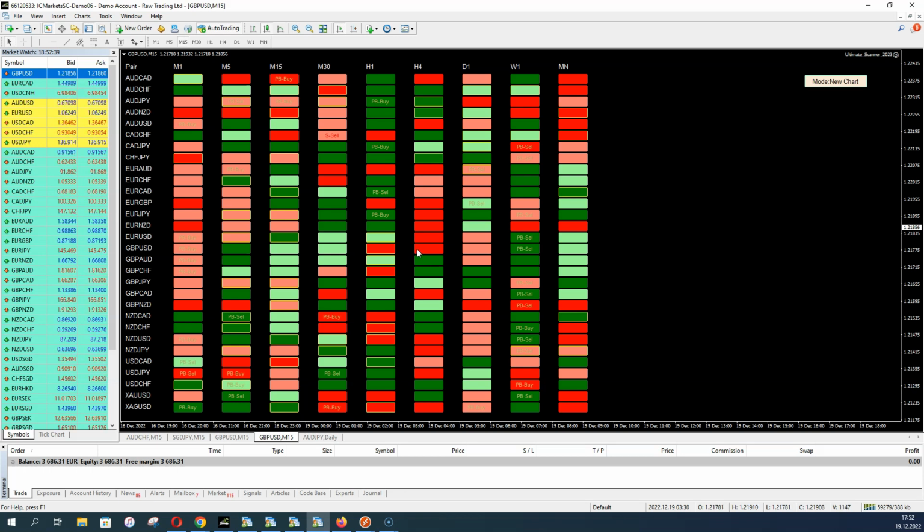And of course, you can use the pin bars too. Some traders like the pin bars. For example, if we look here, we have a pin bar buy. This tells us on the Aussie Yen H1, the last closed candle was a pin bar in the buy direction.